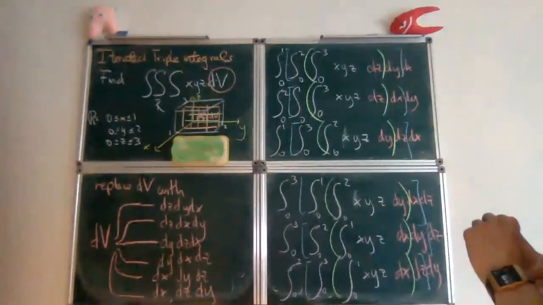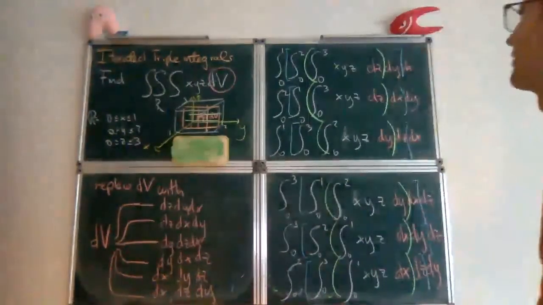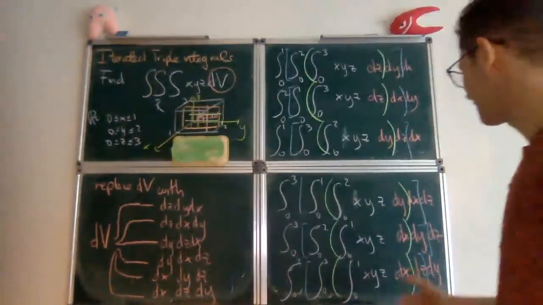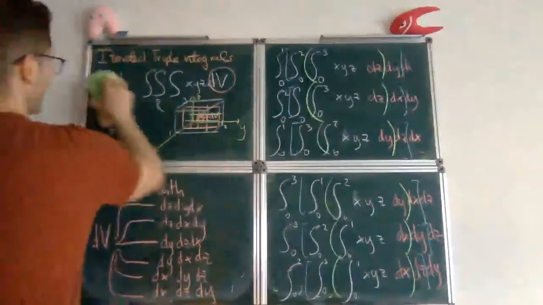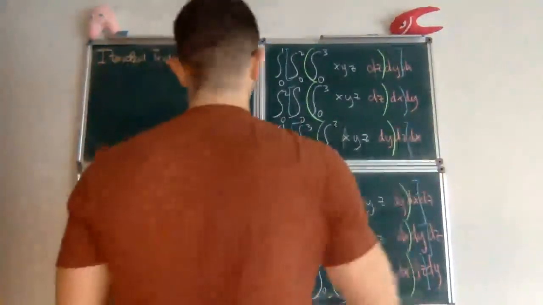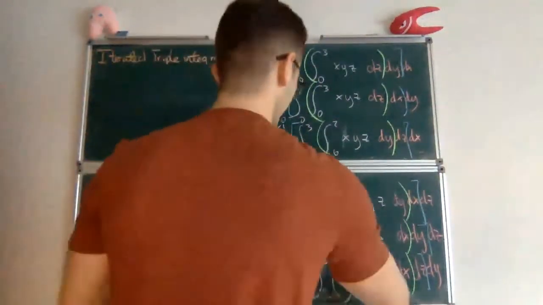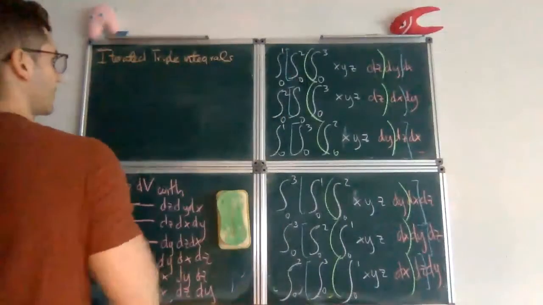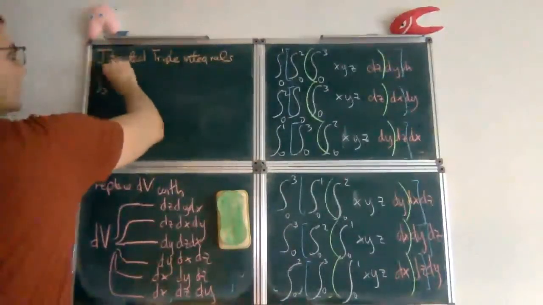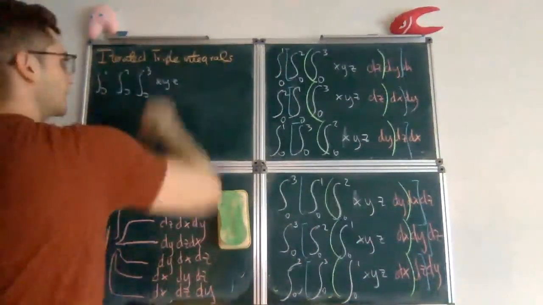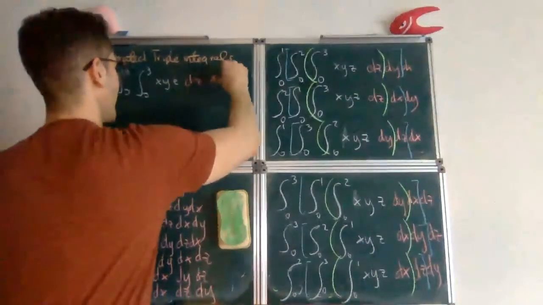And then we just compute them. And we compute them using the same principle. So I'll just do the first one and the last one, and you'll see that it will give us the same answer. Hopefully I'll have enough room to do it in just one chalkboard. But let's try to do this one first. So 0, 1, 0, 2, 0, 3, xyz, dz, dy, dx.